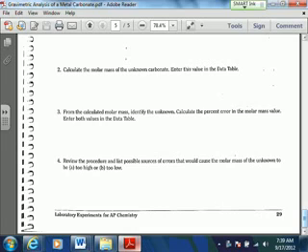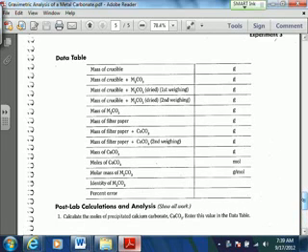And then review the procedure and list possible sources of errors that would cause the molar mass of the unknown to be A, too high or too low. So you're just going to have to think through the experiment. And again, they ask this question all the time on AP tests. They want to know if you can analyze what would cause the molar mass to be too high or too low. So you just need to go back, think through the calculations that you made, okay, and see if you can figure out some things that would make the mass too high or too low.